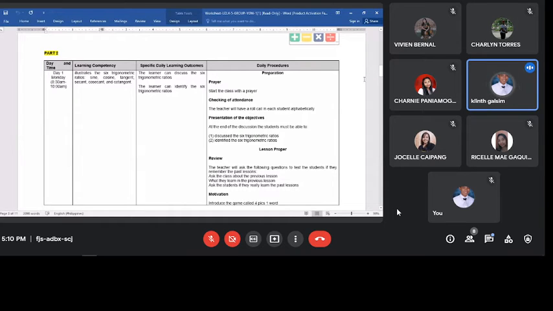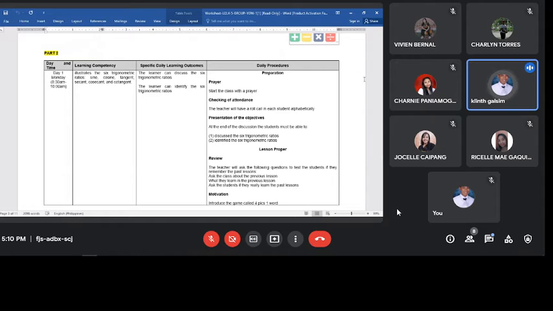So in part 2, we have 5 days of our learning plan. The first day's learning competency is illustrates the six trigonometric ratios: sine, cosine, tangent, secant, cosecant, and cotangent. For the specific daily learning outcomes, the learner can discuss the six trigonometric ratios. The learner can identify the six trigonometric ratios.